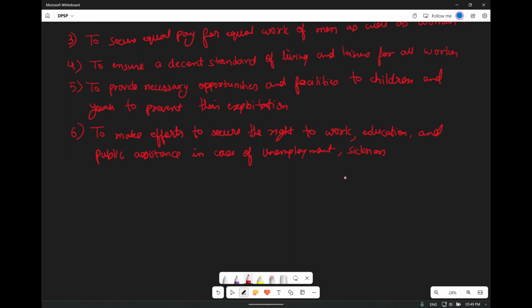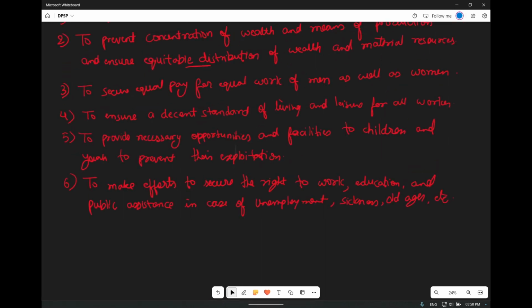There are many policies. MGNREGA is for 100 days of work. If you do not get work, you will be paid even if you are not getting work. That comes from MGNREGA, that is the unemployment one. Sickness related, there are leave policies. Old age, Vridha Pension Yojana and all. So yes, there are policies that the government should make by taking care of such issues.